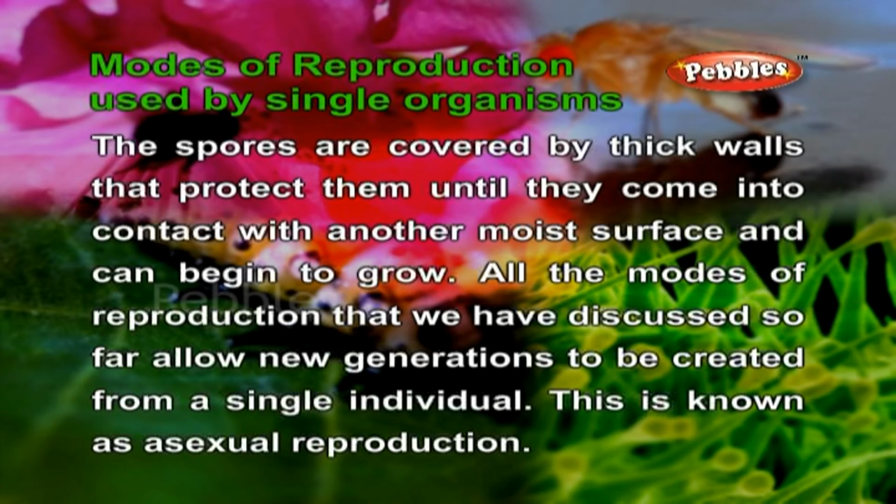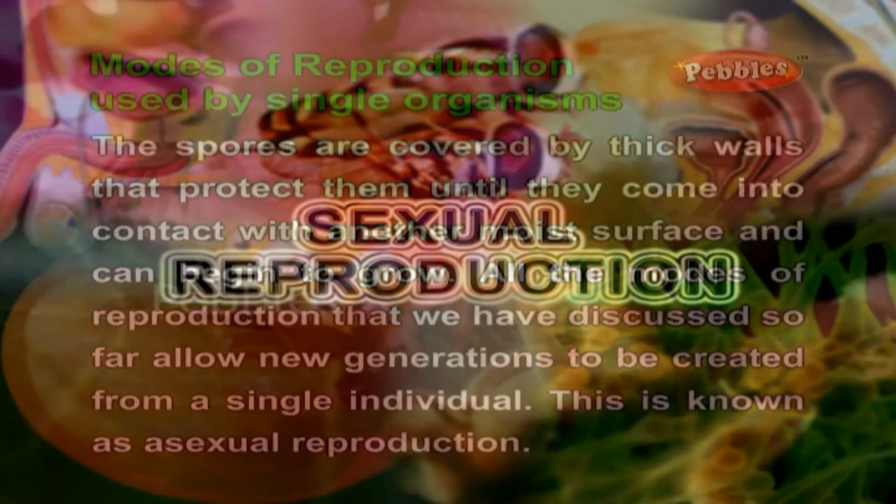The spores are covered by thick walls that protect them until they come into contact with another moist surface and can begin to grow. All the modes of reproduction that we have discussed so far allow new generations to be created from a single individual. This is known as asexual reproduction.